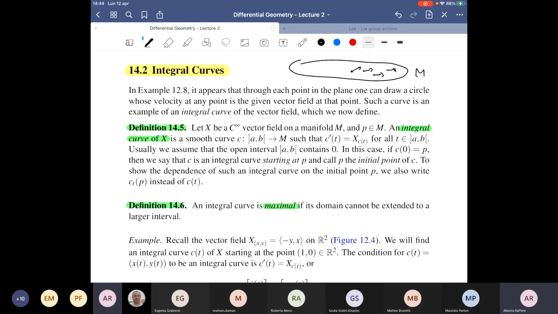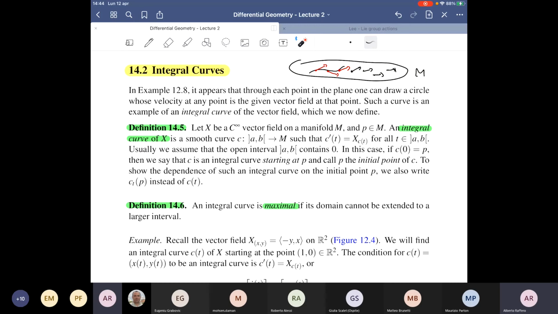So what you're asking is whether there exists a curve on your manifold such that at each time, at each point, its tangent vector is precisely the vector corresponding to the vector field at that point. If such a curve exists, you call this an integral curve of the vector field X. And this is completely determined by this condition here.